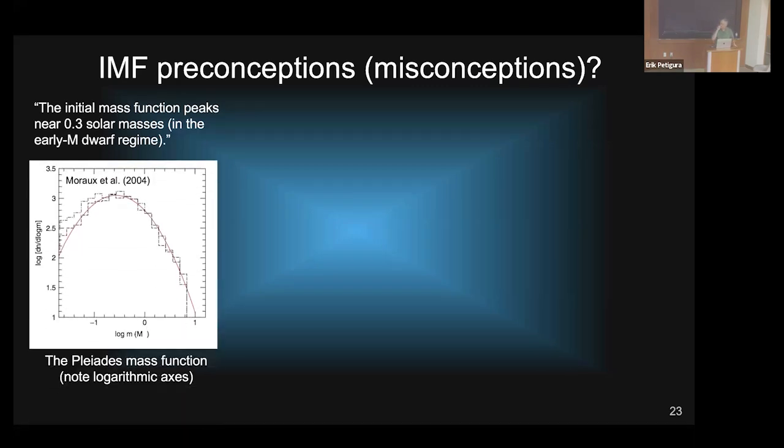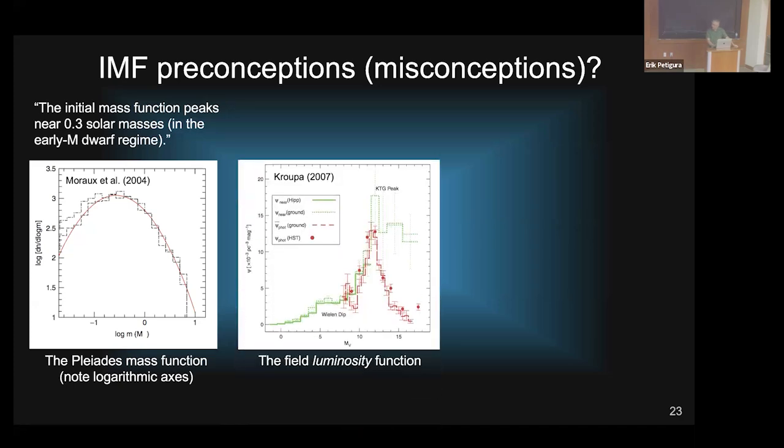So people will show plots like this, and this is a plot showing the Pleiades mass function. And notice that both axes are in logarithmic scales here. So you've got the number density on the left, and then you've got the masses on the x-axis. But notice the masses are in logarithmic scale. But clearly the peak there is about 0.3 solar masses. There's nothing wrong with that.